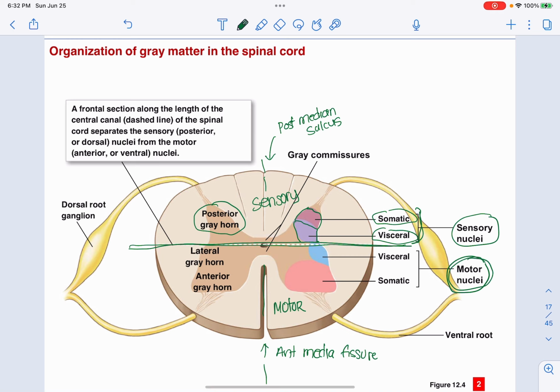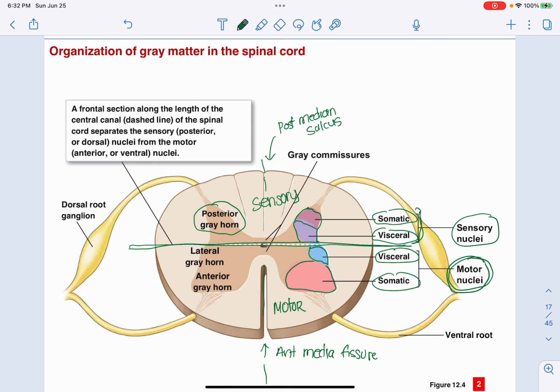Now, the anterior half of the spinal cord is all motor nuclei. So that's here. So you can see this cluster of light blue. That's where all of the motor nuclei, or the nuclei that will receive or send out visceral motor information. And then you can see in pink the somatic motor information. So both the motor nuclei are divided as well into visceral and somatic, so that they're organized in a very particular way.